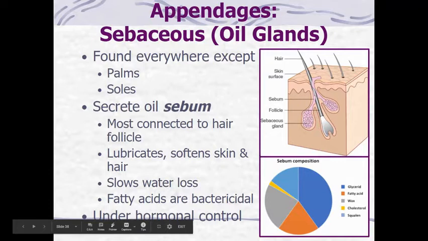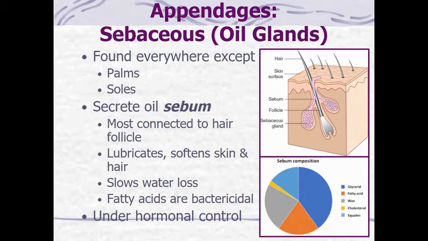The next appendage are sebaceous glands or oil glands. We have these glands everywhere except the palms of our hands and the soles of our feet. These secrete sebum, which is the oil of your skin. Most sebaceous glands are connected to a hair follicle. So not only is it lubricating and softening the skin, but it's also helping to lubricate and soften your hair. It slows water loss from the body, so it's going to help prevent evaporation. And there are some fatty acids within the sebum that are able to kill bacteria.